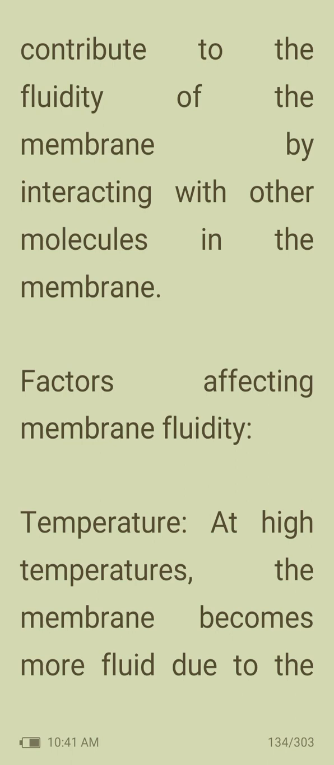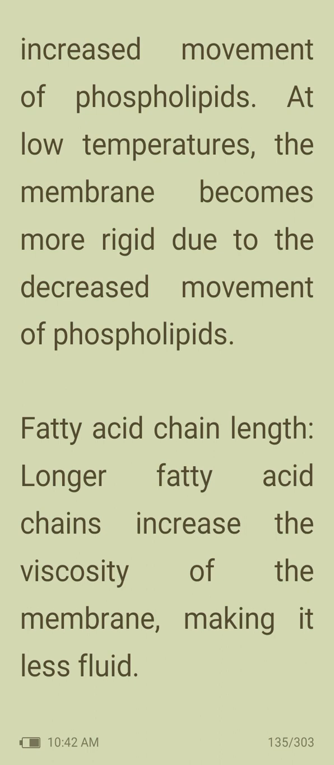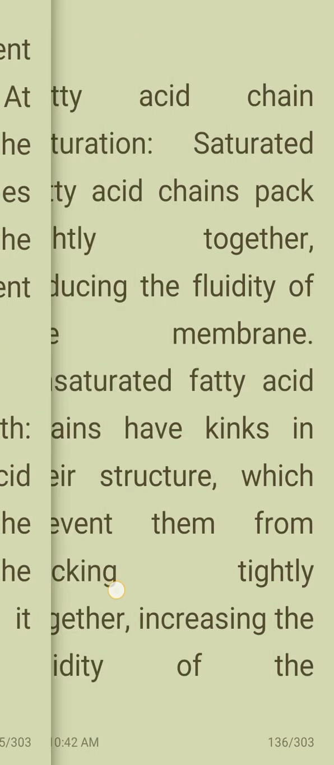Now let's learn factors affecting membrane fluidity. Temperature. At high temperature, the membrane becomes more fluid due to the increased movement of phospholipids. At low temperatures, the membrane becomes more rigid due to the decreased movement of phospholipids. Then fatty acid chain length. Longer fatty acid chains increase the viscosity of the membrane, making it less fluid.